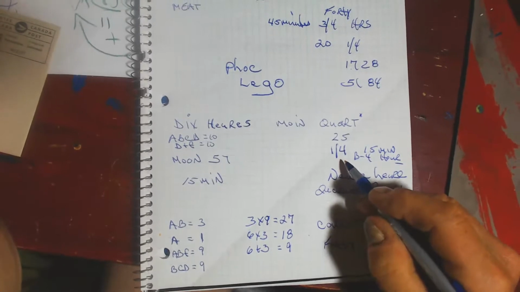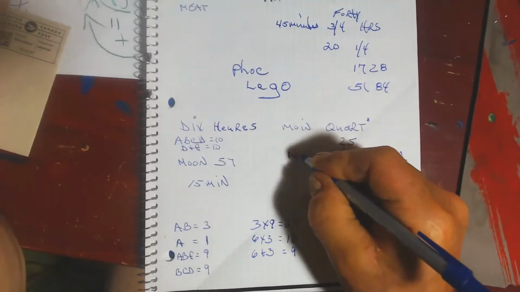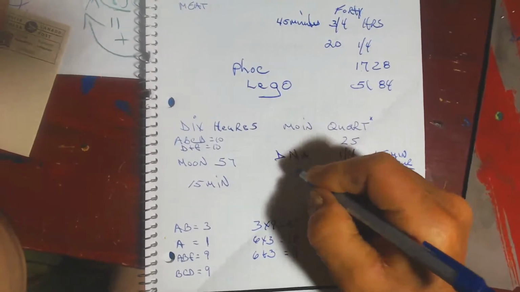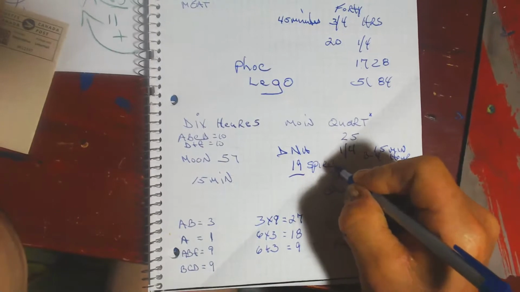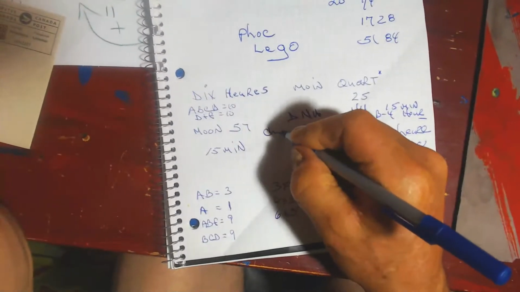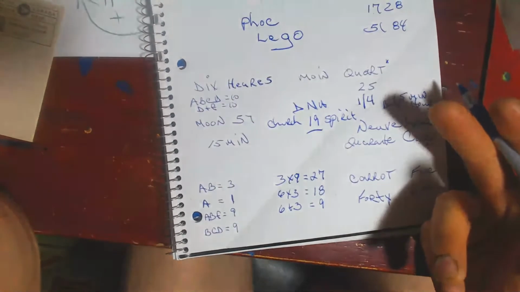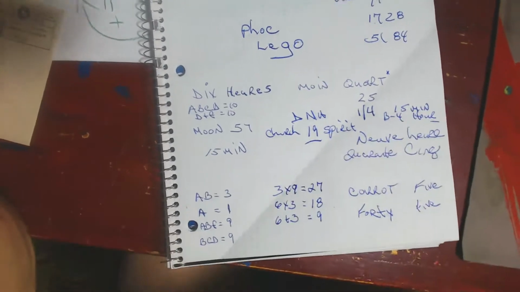1/4 equaling to the sun, 1/4 equaling to DNA. The total of DNA is 19, and that is the spirit, church. Why church? Because on this side it's 61. On this side it's what? It's 91.